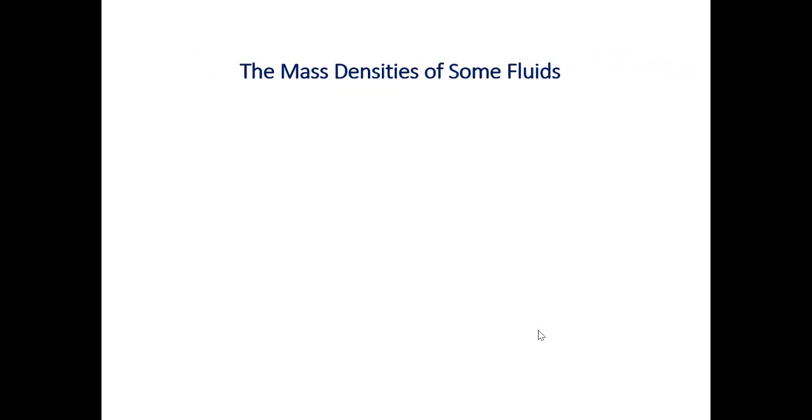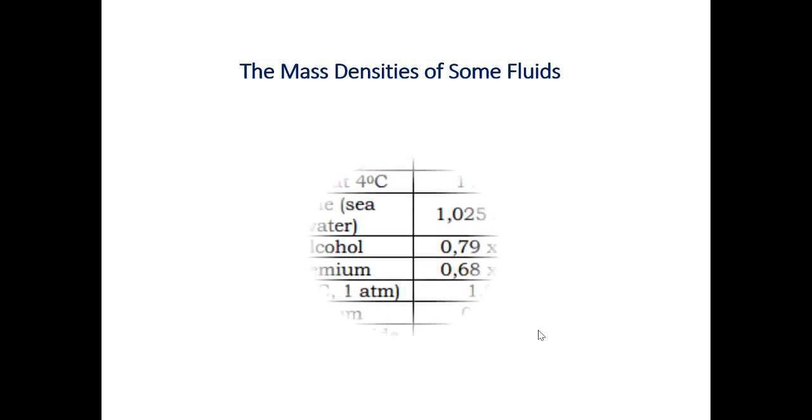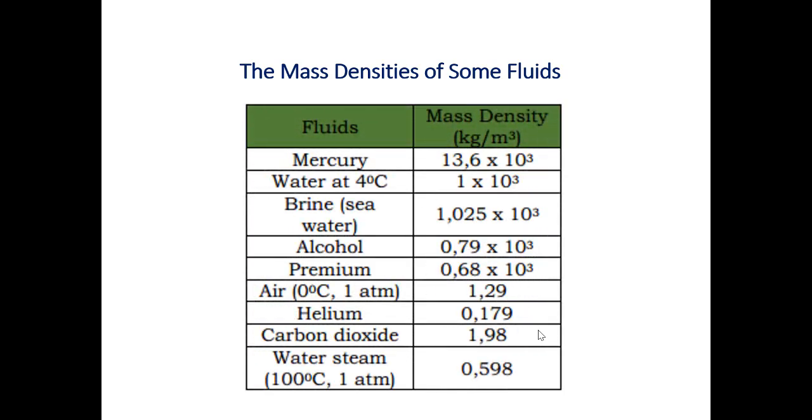This is the table of mass densities of some fluids. You can see mercury 13,600 kilogram per meter cubic, water at 4 degrees Celsius is 1000 kilogram per meter cubic, seawater 1025 kilogram per meter cubic, and etc. Mostly we use three of these: mercury, water, and seawater, and sometimes oil. Okay, next.